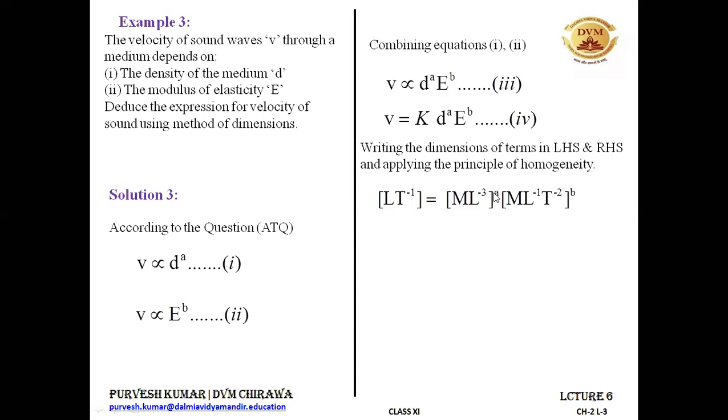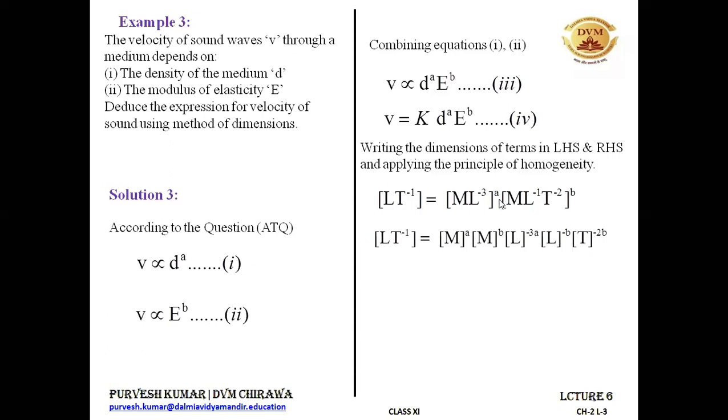Now separate out the terms. Here M is having power A. Here in the second term M is having power B. So I can be writing it like this: M to the power A, M to the power B. Similarly, over here in the first term L is having power minus 3A. In the second term L is having power minus B. And T is having power minus 2B. That's what I've written over here.